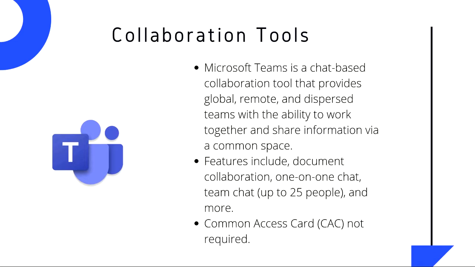The features include document collaboration, and one-on-one chat and team chat functions where you can have up to 25 people. You do not need a common access card. With Microsoft Teams, you're able to have video calls and chat. You can file share. But the nice thing about Microsoft Teams is that you're able to have integration with other software. So you can integrate with OneNote or SharePoint and a ton of other applications. You can have planners as well.